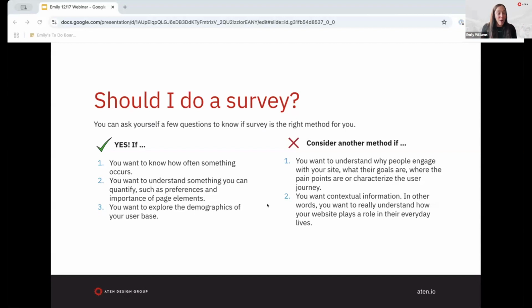So maybe you want to know why people engage with your site, the journey they take before your site, on and after. Maybe you want to really understand the pain points and why they're pain points, what the goals of the user are. Maybe you just want to understand the role of your website in their everyday life. How are they using it? That is more suited for qualitative inquiry. And so that's when you want to stop and assess if a survey can really give you the kind of answers that you need, or if it's time to move on to something different.